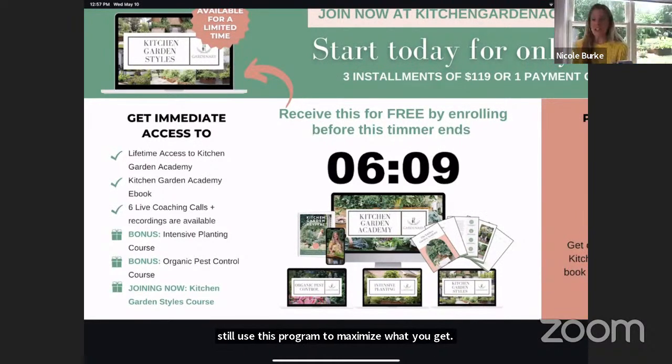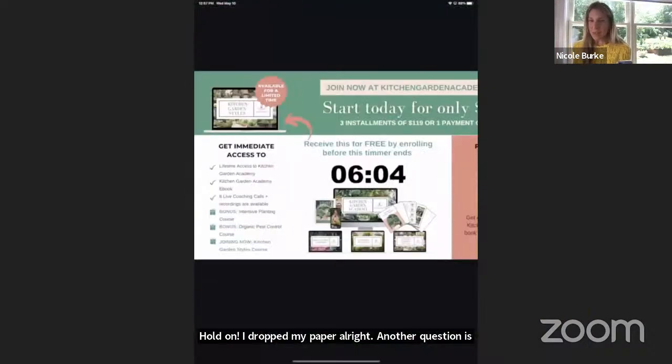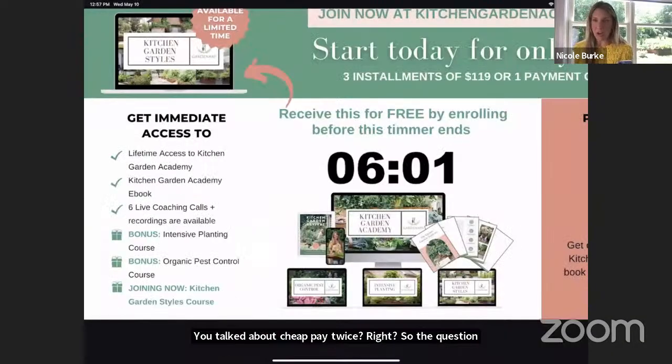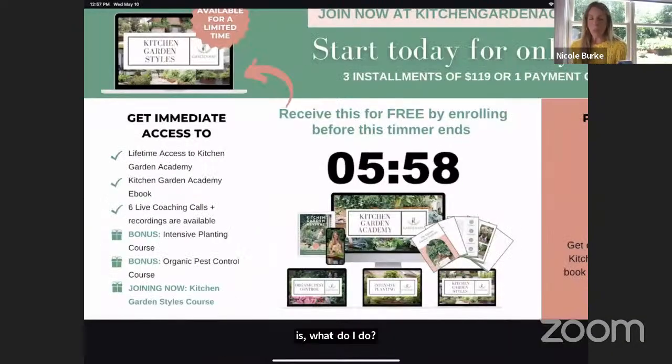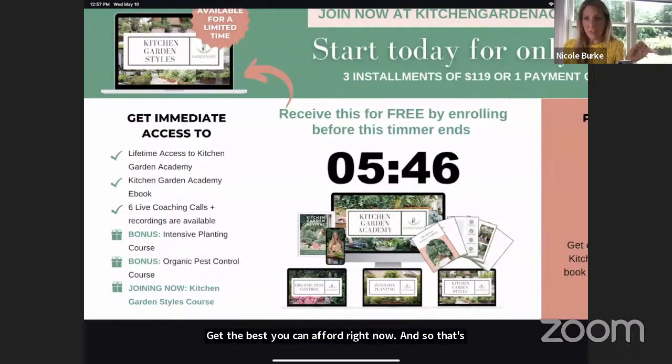All right, another question is, what about budgeting? You talked about cheap pay twice, right? So the question is, what do I do if I have a smaller budget for my garden this year? Well, Kitchen Garden Academy is going to help you work with your budget. The goal is for you, and this is what I tell everybody, get the best you can afford right now. And so that's what I've always tried to do. You don't have to buy something that's way out of your price range. I want you to just make a budget. Remember, we talked about how rushing makes you forget your budget, right?